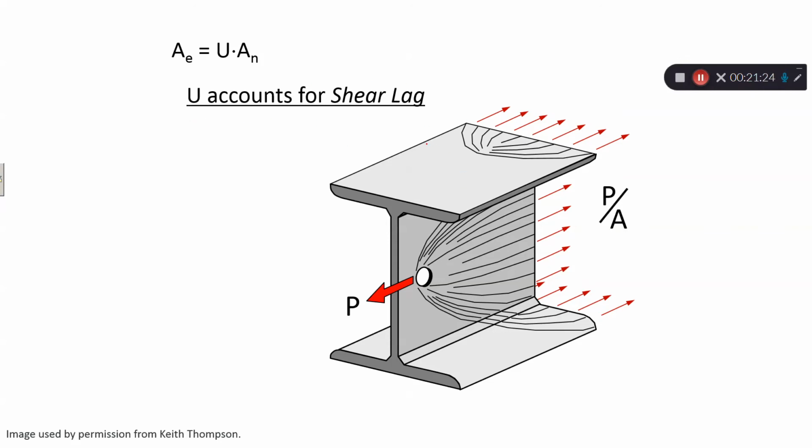U accounts for the sweeping lines. The area enclosed by the sweeping lines is the stressed area, so the other areas are not stressed. Here, for example, the flange is not stressed. So your effective area will be less than the net area. That's why U is usually less than 1, so it's between 0 and 1.